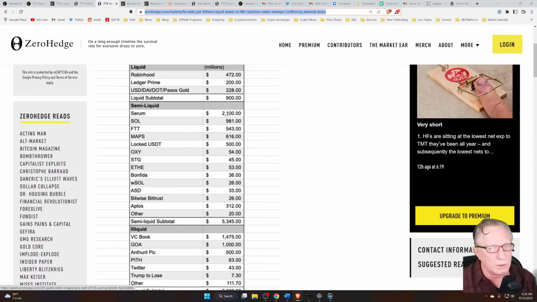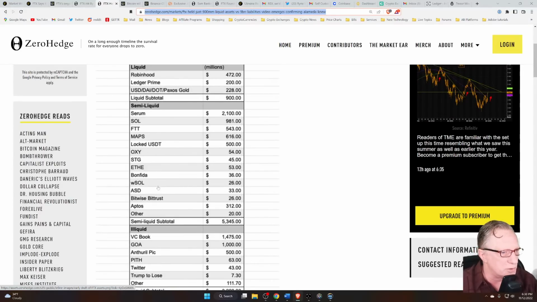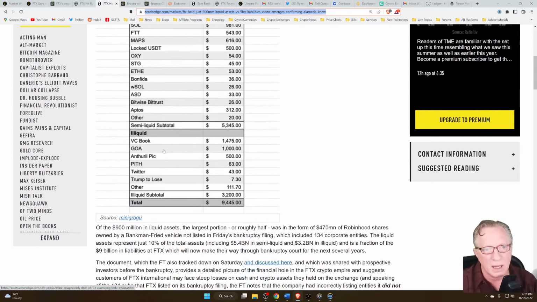If you'll notice, they're holding 2,100 million in Serum tokens, which are not even worth that, right? They're holding a lot of Solana. This also affected Solana because Alameda Research held quite a bit of Solana. There's a bunch of FTT. There's a bunch of cryptos that really aren't worth anything. And then these venture capital funds, which were money lent to them, which is not liquid.